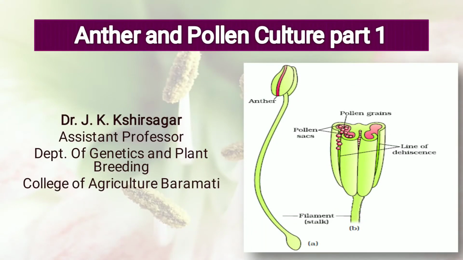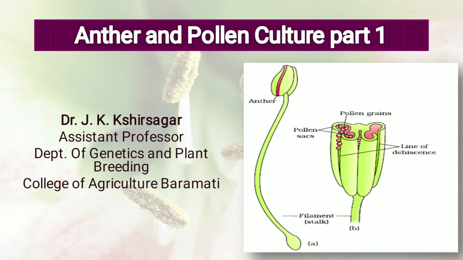Dear students, in the last lecture we discussed organ culture, in which we covered leaf culture, root culture, shoot culture, meristem culture, flower culture, ovule culture, ovary culture, and so on. In today's lecture, we are discussing anther culture and pollen culture.